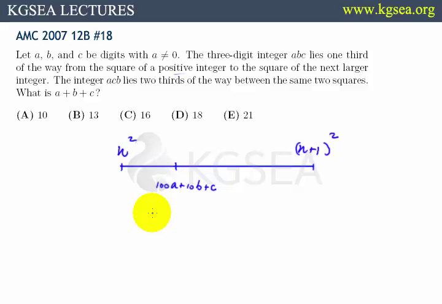Then the integer ACB, if you switch the last 2 digits, lies 2/3 of the way between the same 2 squares. So it's 100A plus 10C plus B. So what is A plus B plus C? In this case, you've got to compute all and add them.